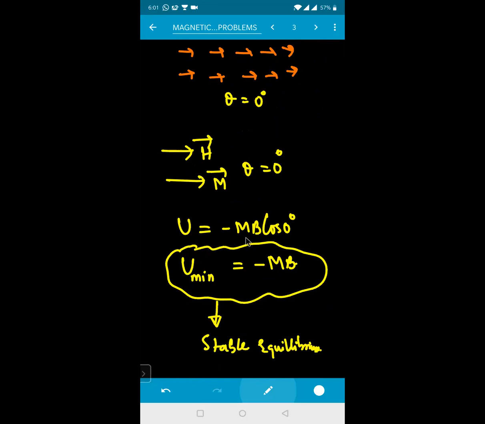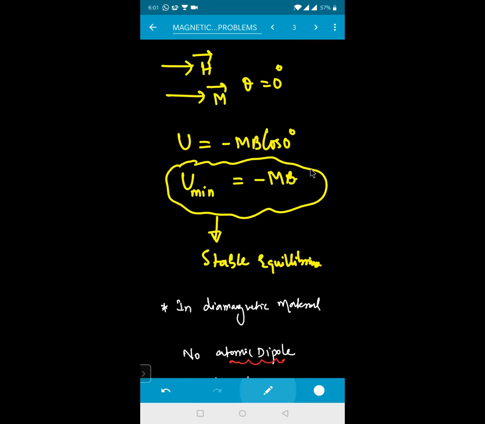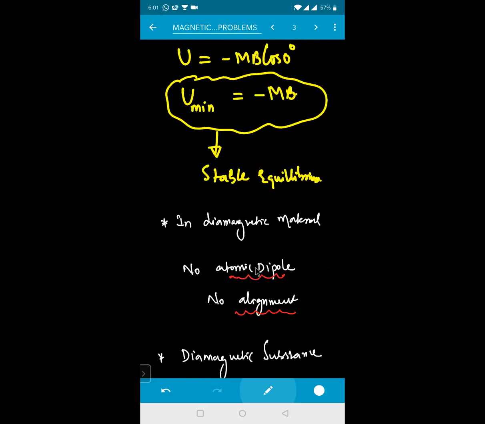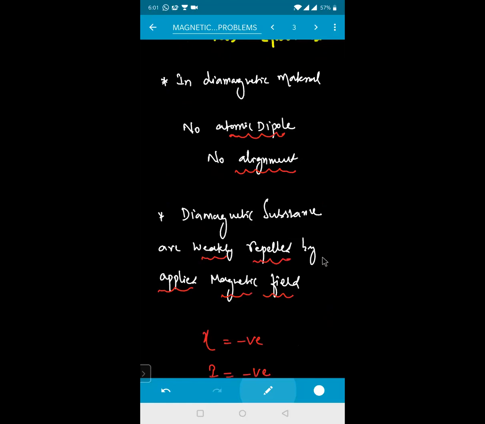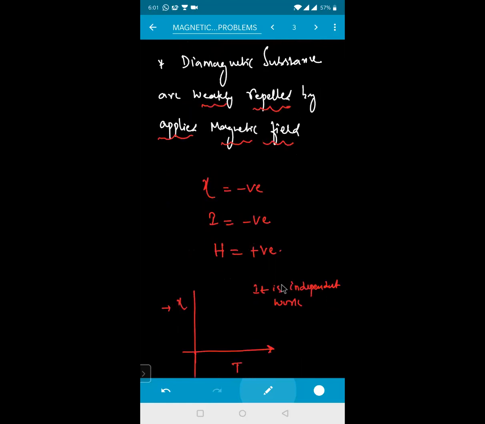My potential energy formula is U equals minus MB cos theta, so U minimum is equal to minus MB. In diamagnetic material there is no atomic dipole, so there is no such element. That is the reason diamagnetic substances are weakly repelled by magnetic fields. Susceptibility is negative, intensity of magnetization is also negative, and it is independent of the field.